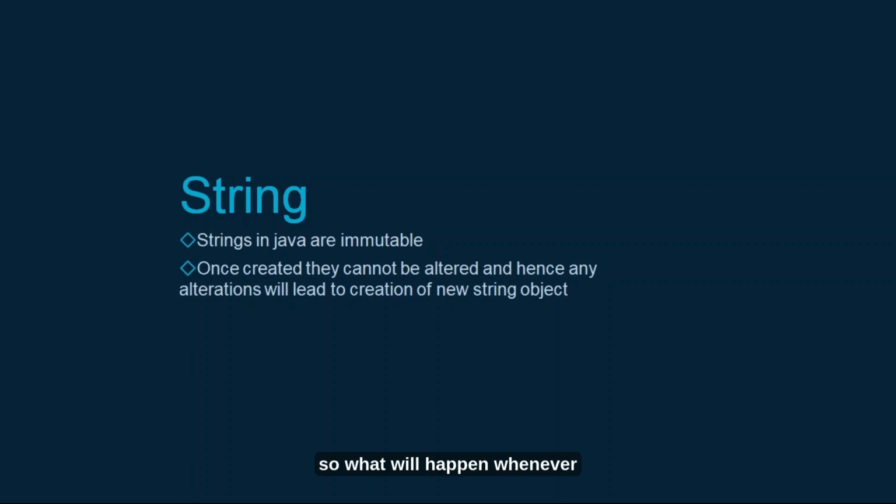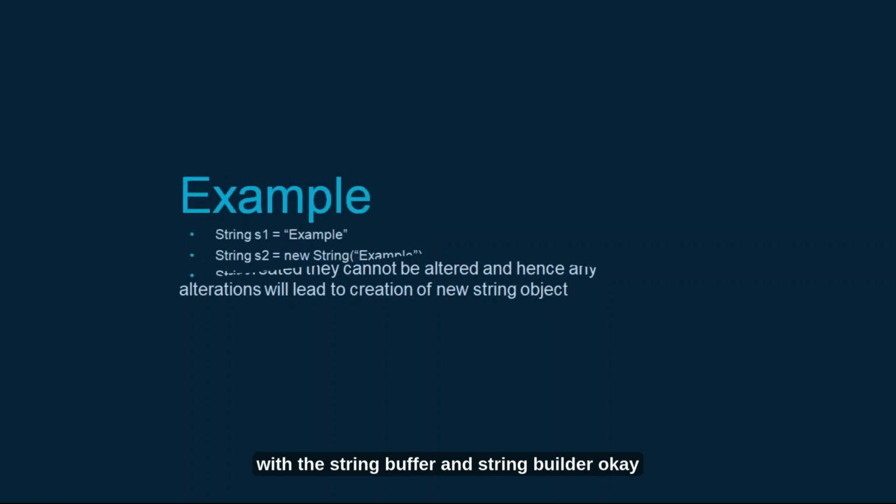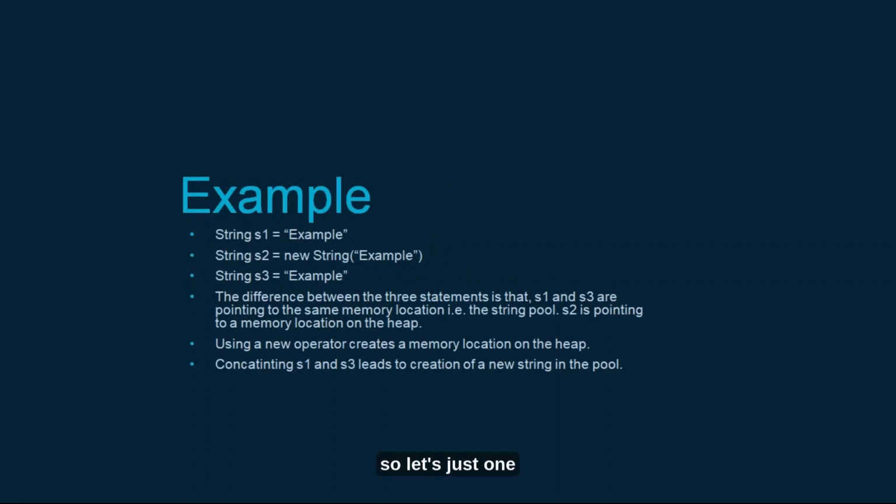So what will happen whenever we want our object to behave as mutable, or we want to change our object value? In that case, what should we do? That's why StringBuffer and StringBuilder came. Because string is totally immutable, here you cannot do anything. So that's why we are coming with StringBuffer and StringBuilder. Let's see a simple example.